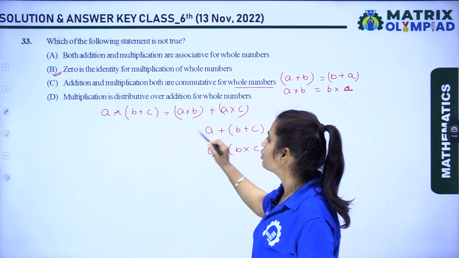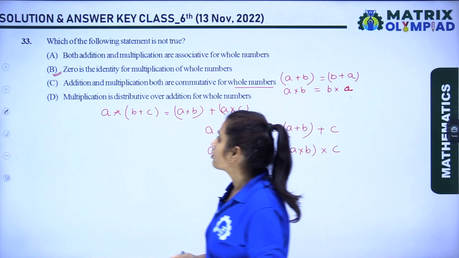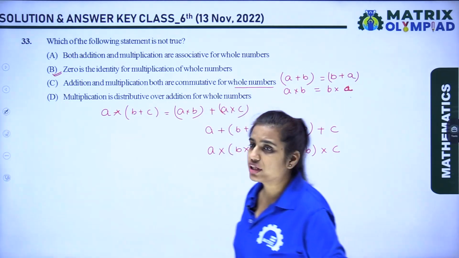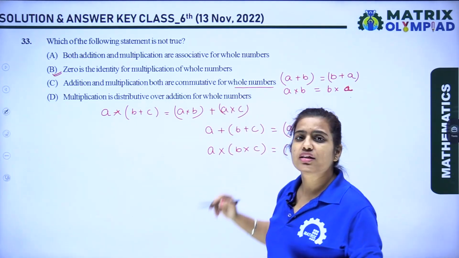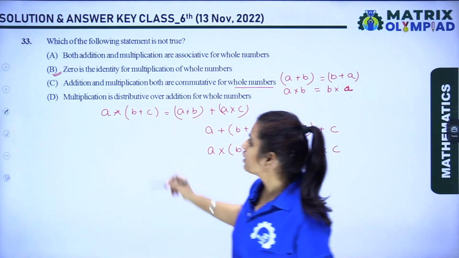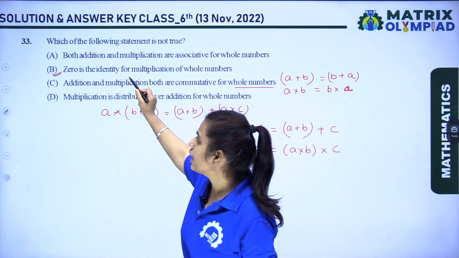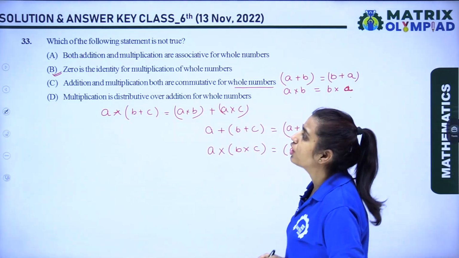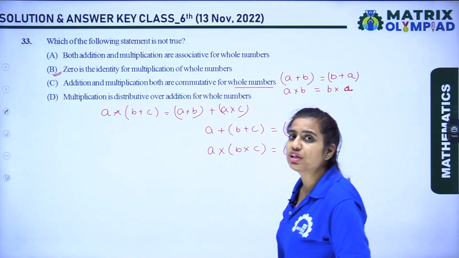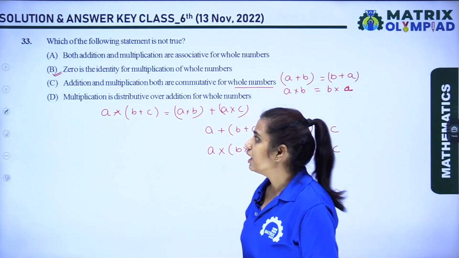This is the distributive property of multiplication over addition. So here A, C and D are the true statements, but option B, that is statement B, is not the correct statement. So according to the question, we can see that option B is the correct answer.